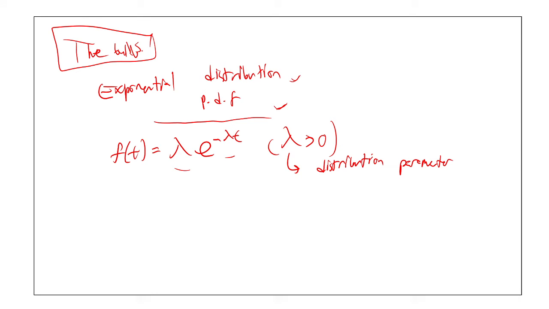If it is known that the bulbs follow the exponential distribution, then the reliability of the bulb at time t is the probability that the time to failure is less than or equal to t.